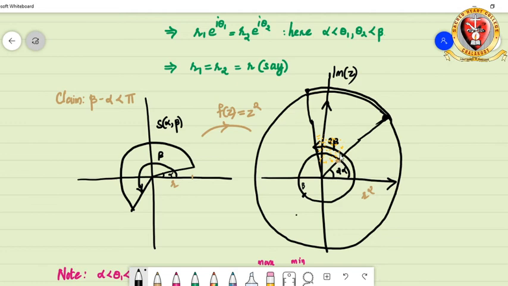This image has no problem, but it is not 1-1. Where? In this portion, because all the points here were already taken when we mapped, and then again these points are taken by the map. That means the points in this section are being mapped twice. That is not possible for a map which is 1-1.